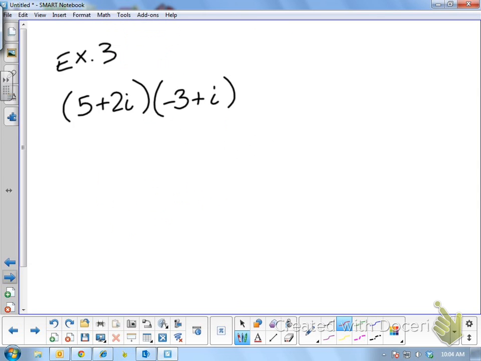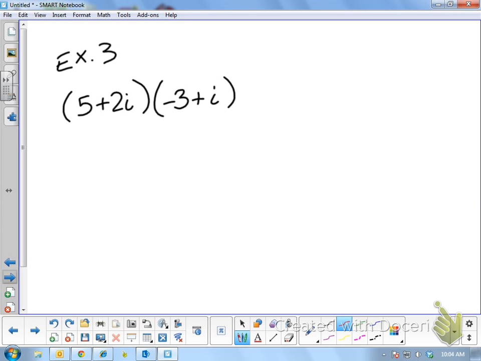Okay, so we still need some other operations with our imaginary numbers. Which math operation is this? What are we doing in this problem? Multiplying. How do we know we're multiplying in this problem? The parentheses are right next to each other. If the parentheses are next to each other, you are multiplying. Instead of having a plus sign or a minus sign in between, we're multiplying.